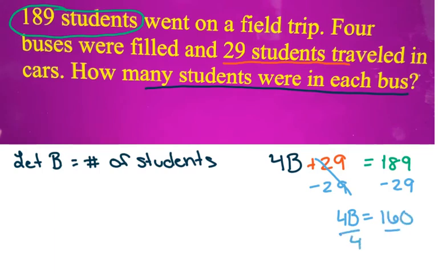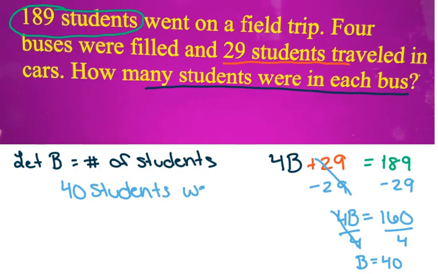And then I need to divide by 4. So 160 divided by 4 would be 40. We can check this by doing 40 times 4, which is 160, plus 29 is 189. So we know we solved it correctly. So we have to actually answer the question. 40 students were on each bus.